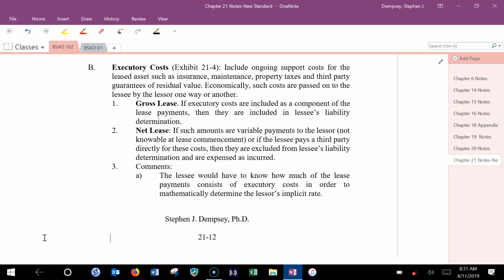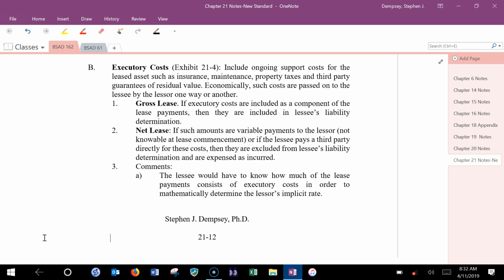So let's read again. We went over this before, but these include the ongoing support costs for the leased assets, such as insurance, maintenance, property taxes, and third-party guarantees of residual value. Third party. So the lessor could, instead of having the lessee be responsible for the lease payments, and for reasons that I can't really specify, but it's possible, they would hire an insurance company to go ahead and guarantee that residual value. So that can be a required payment by the lessee as well to that insurance company.